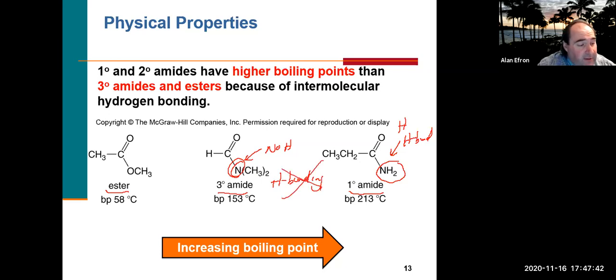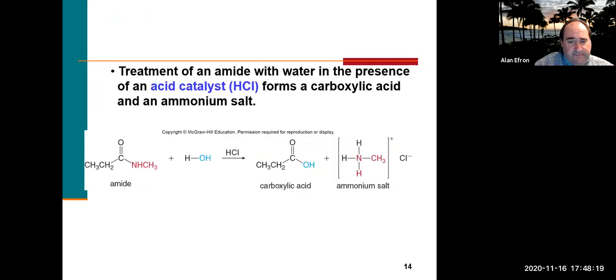Again, as we talked about with a lot of these organic compounds, the ability to hydrogen bond means that it can hold itself together a lot stronger, which means you need a lot more energy to break them apart into the gas phase, which is obviously what happens at the boiling point. So here we see our primary amides higher than our tertiary amides, but our tertiary amides still have a higher boiling point than our oxygen compound here in this particular case with our ester.